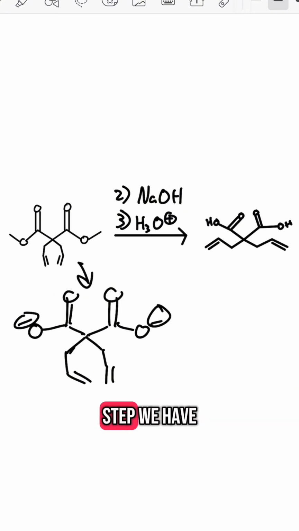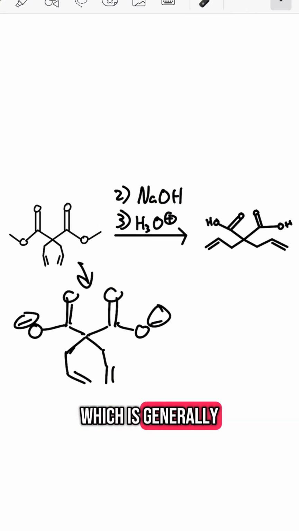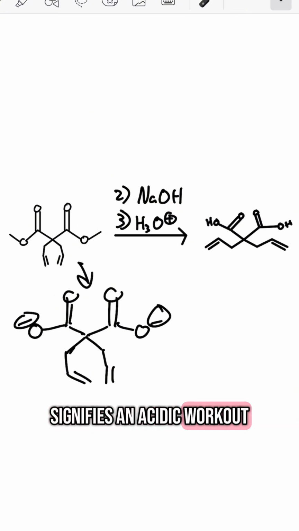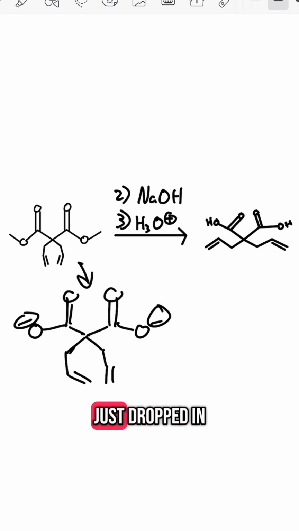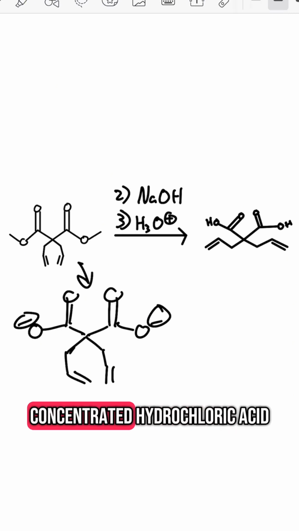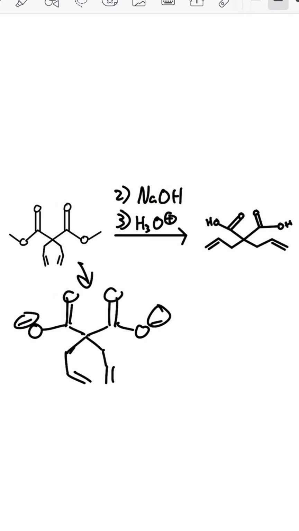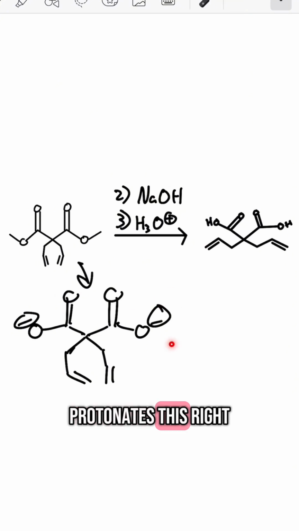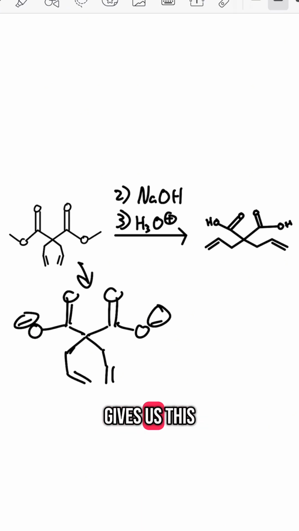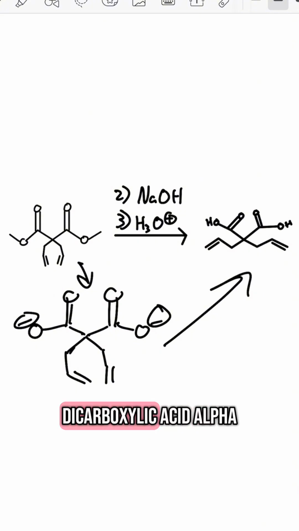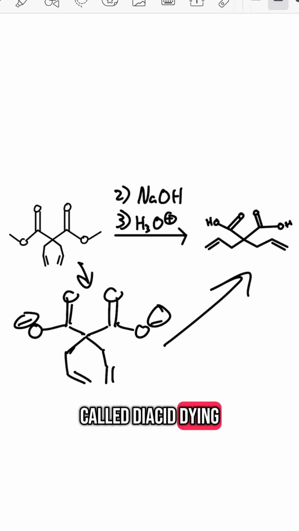And then for the second step, we have H3O+, which generally just signifies an acidic workup. What I did in the lab is I just dropped in concentrated hydrochloric acid. And then what that does is protonate this right here and give us this product right here, which is a dicarboxylic acid alpha omega diene, which I just called diacid diene. So that is our final product.